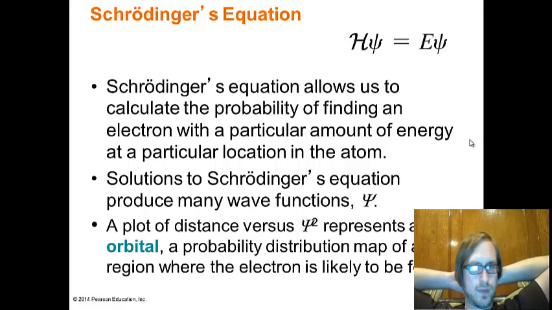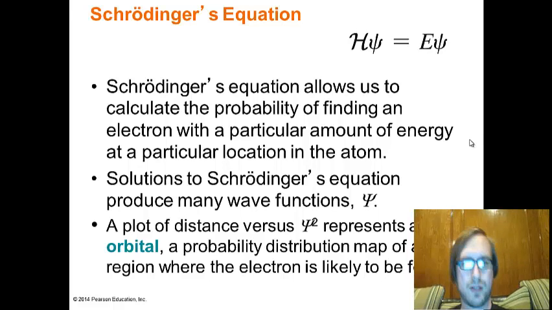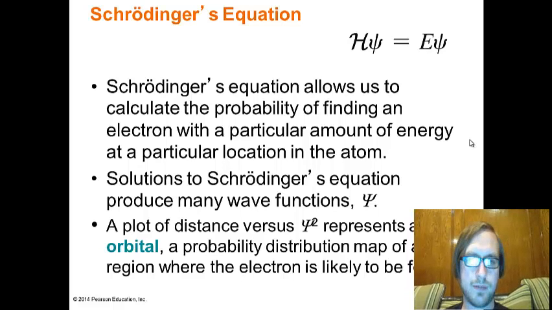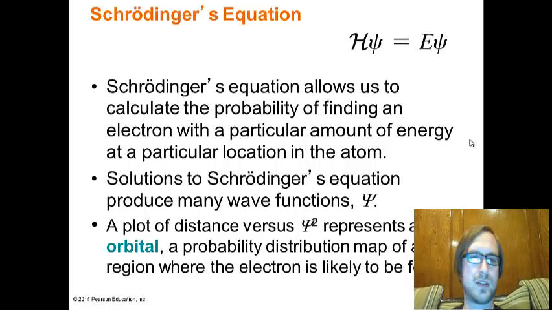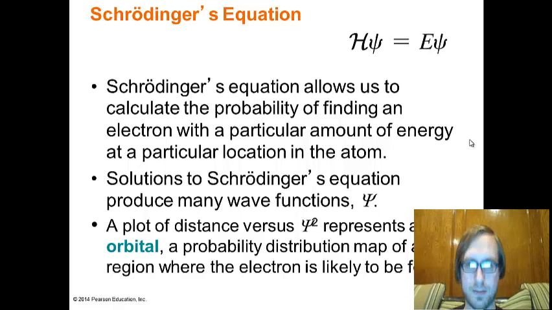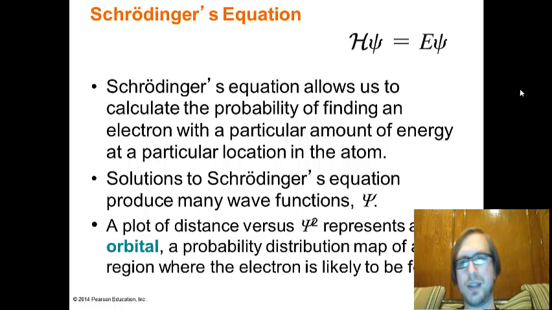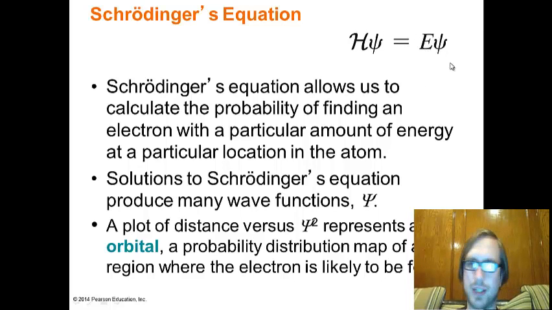Fun stuff. So Schrödinger's equation allows us to calculate the probability of finding an electron with a particular amount of energy at a particular location. That Greek letter, psi, is the wave function. That's what calculates out the wave. And this is the Hamiltonian, and energy is what the H and the E stand for, but we don't want to talk about the math.